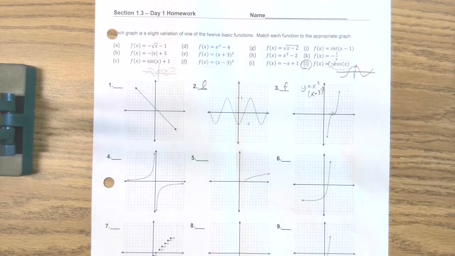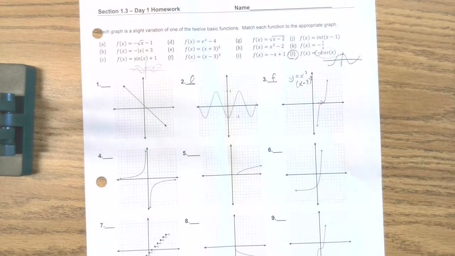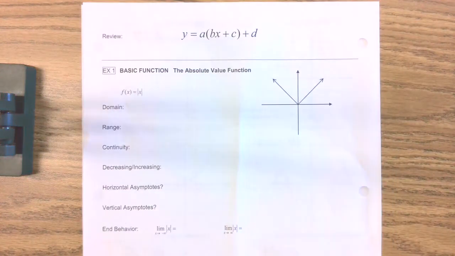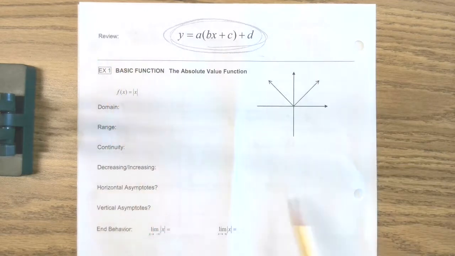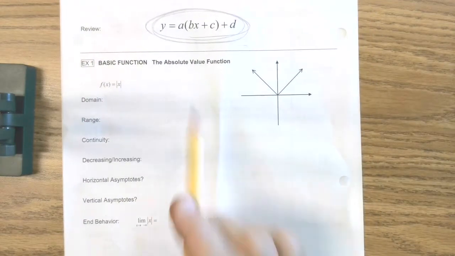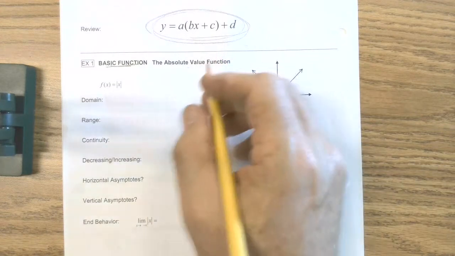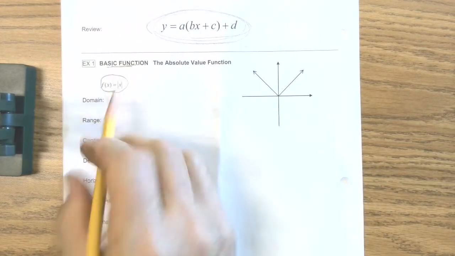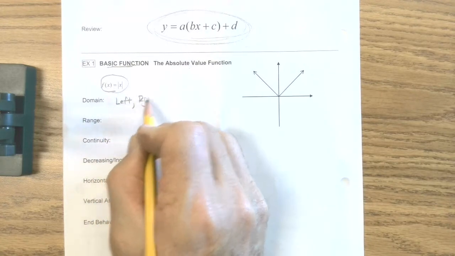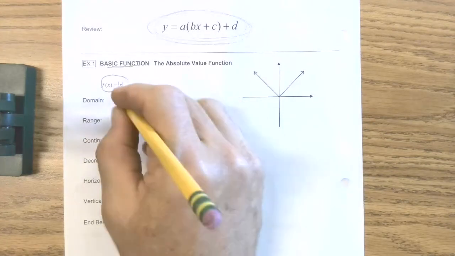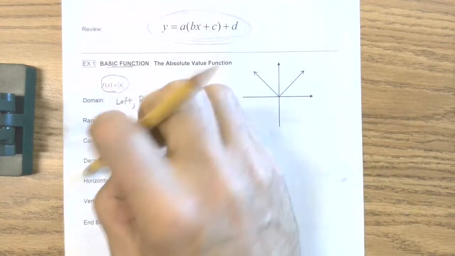So that's how you're going to attack it, so you don't have to know everything about every graph, but with that being said, you also need to, for the homework, be able to answer these generic questions. Now, we've talked a lot about this in the pre-lesson, so I'm not going to review it now, but we have what's called a basic function, the absolute value function, which is right here.